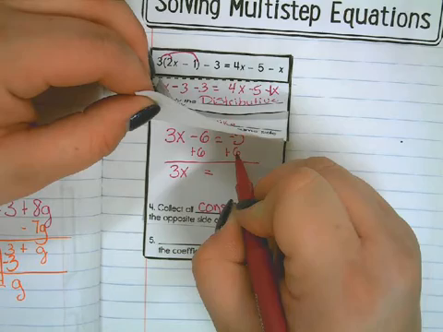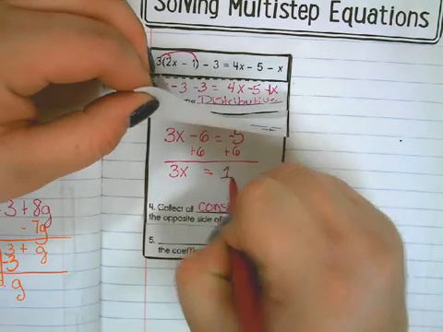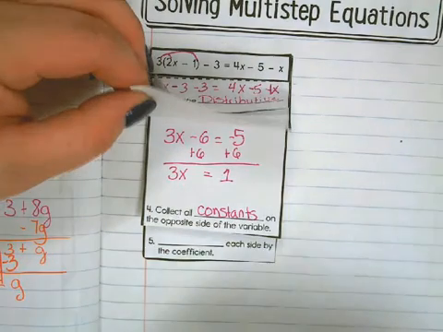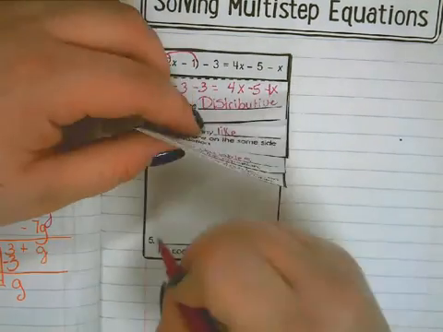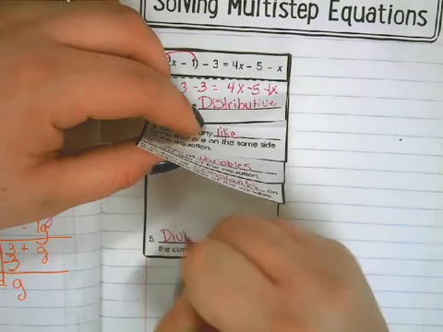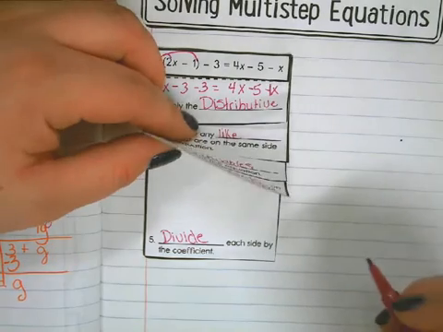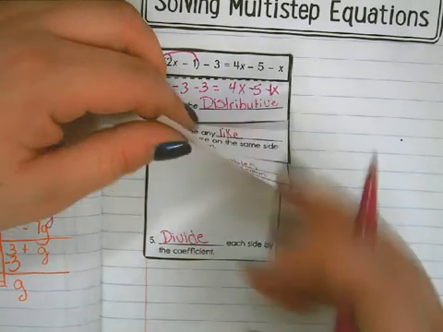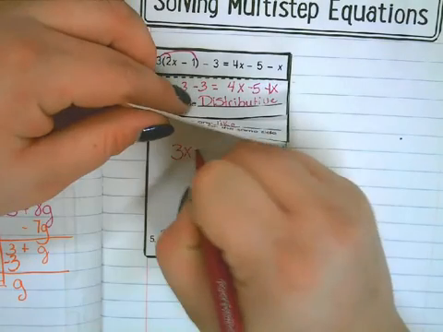And step 5, divide each side by the coefficient. Sometimes you may have to multiply depending on how it is set up. So we had 3x equals 1. The coefficient is that number in front of the x. I'm going to divide by 3. So x is equal to 1/3.